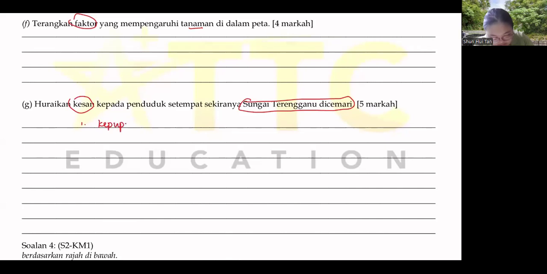Kepupusan hidupan akuatik. Okay, yeah, you want to say hidupan akuatik mati? Yes, can. Now, other than that, you can also say what? Menjejaskan kualiti air.